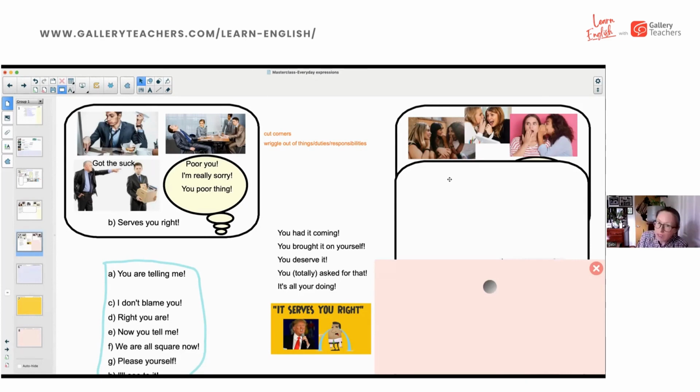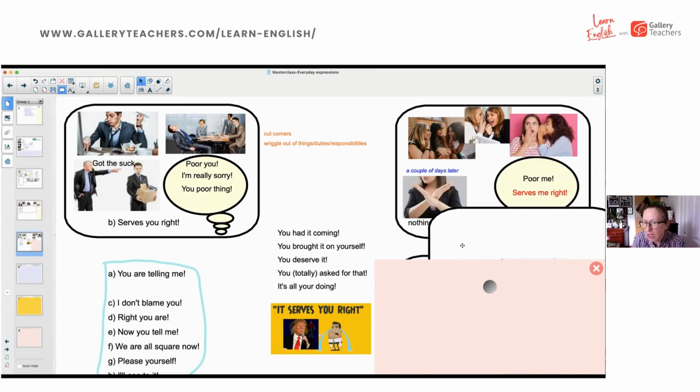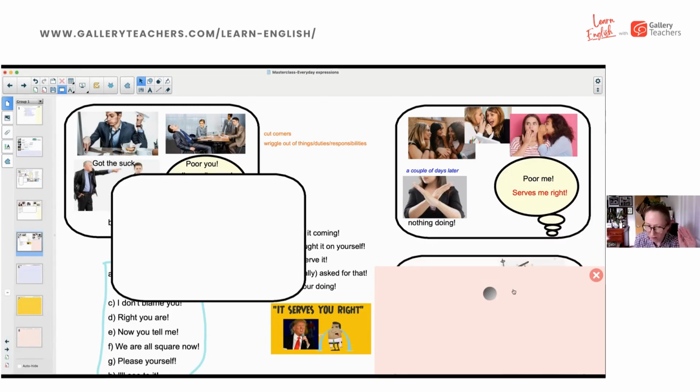So a couple of days later, you need your friend to help you with something. You go to your friend, you ask for help, and your friend is saying nothing doing. Sorry, I can't help you. So now, how should you react? Should you pity yourself and say, poor me? No, you should really say, serves me right, because I brought it on myself. I shouldn't have been doing it, right? So it serves me right. I mean, you have to acknowledge your mistakes. And the very last one, I just couldn't stop myself.